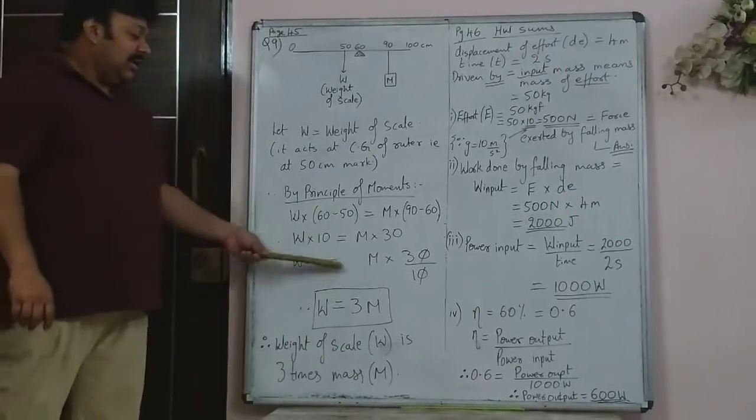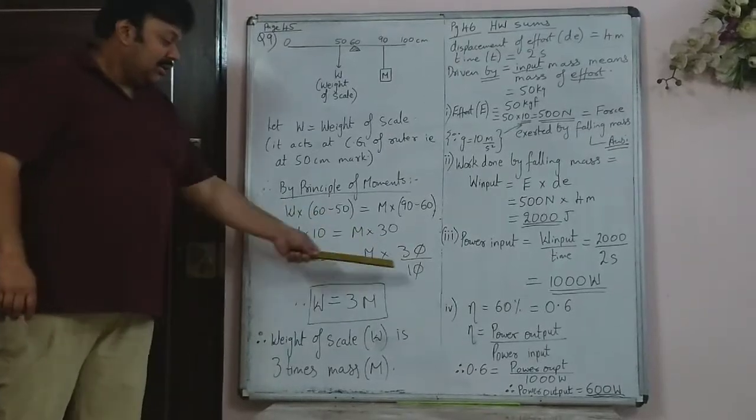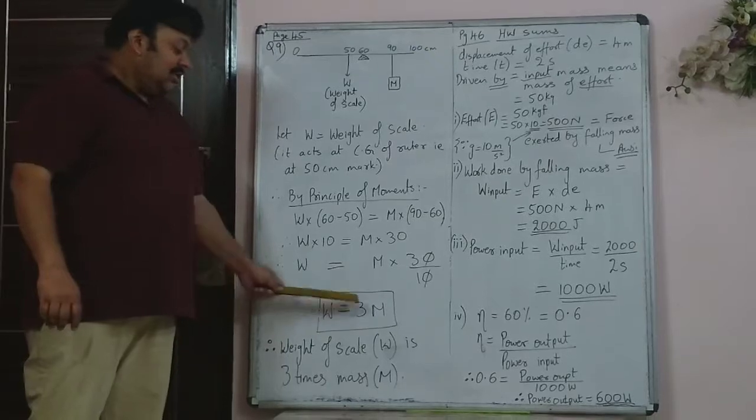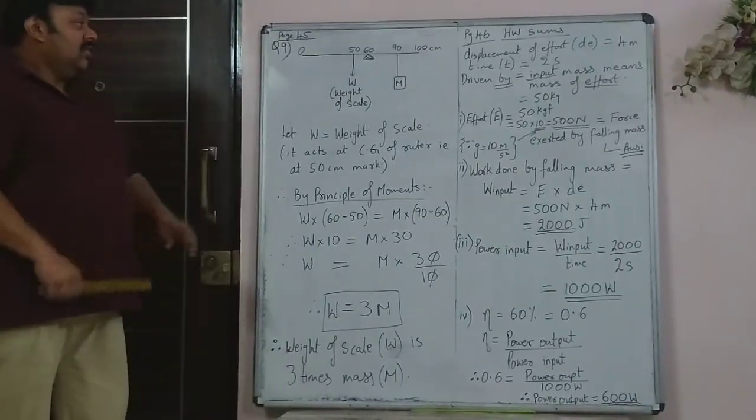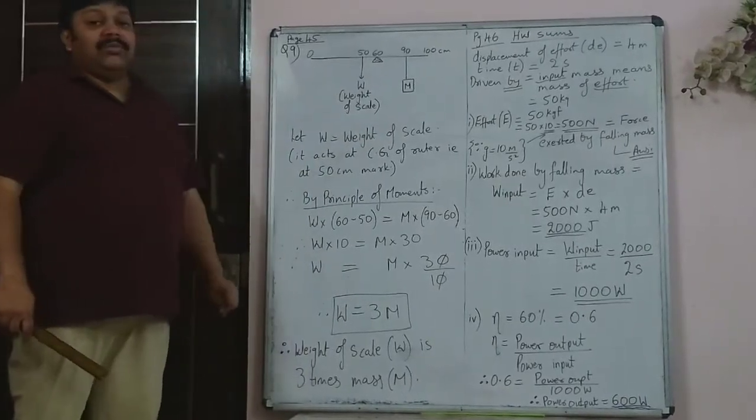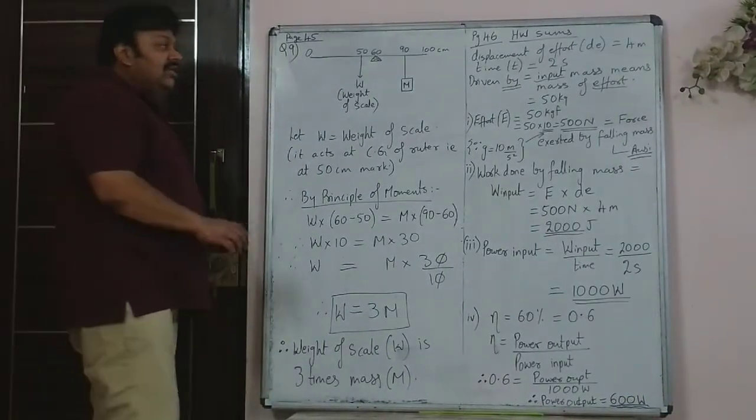So W will be m into 30 upon 10, the 10 goes down to the denominator, so W is 3 times m. So that means the weight of the ruler is 3 times the mass m that is suspended. You can easily understand this.